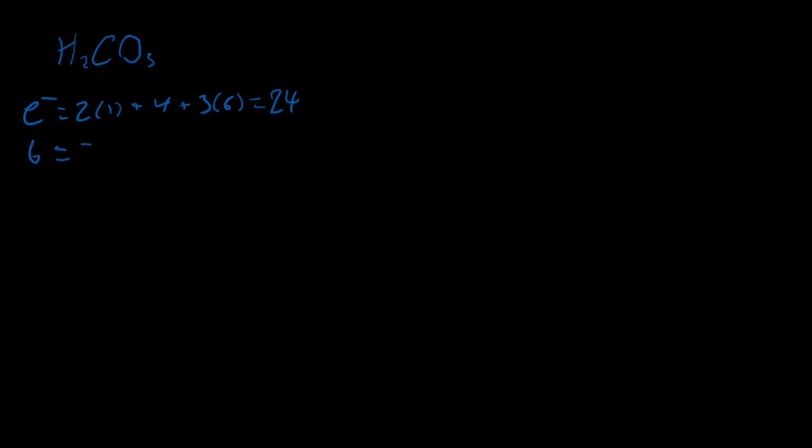Now for the number of bonds, there are 2 hydrogens and each needs 1 electron to be stable, plus the carbon which needs 4, plus 3 oxygens which each need 2. 3 times 2 is 6, plus 4 is 10, plus 2 is 12. 12 divided by 2, once again we have 6 bonds.